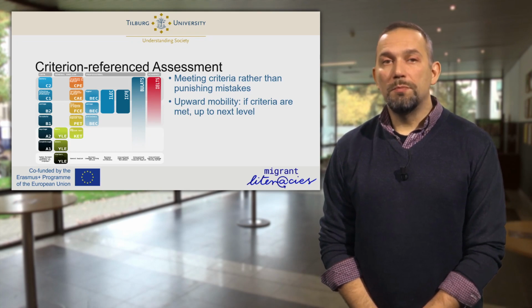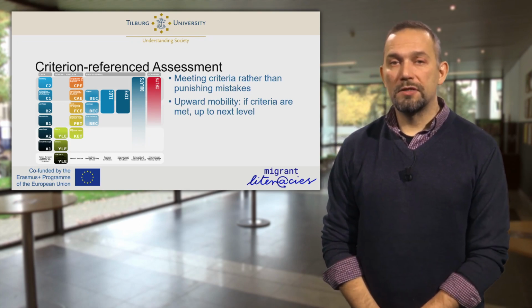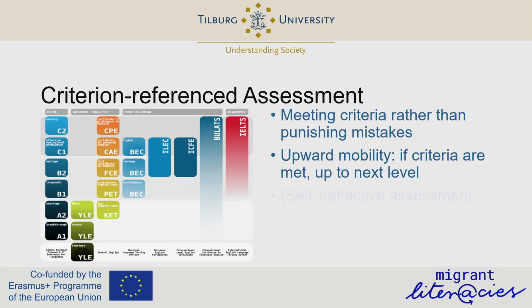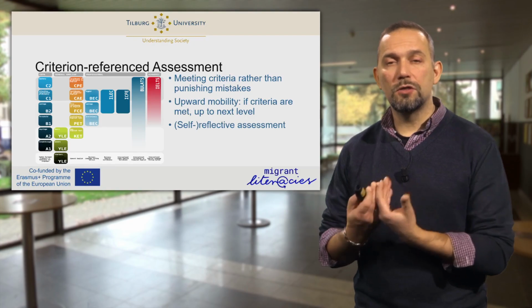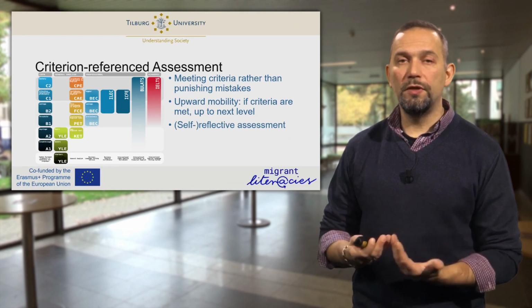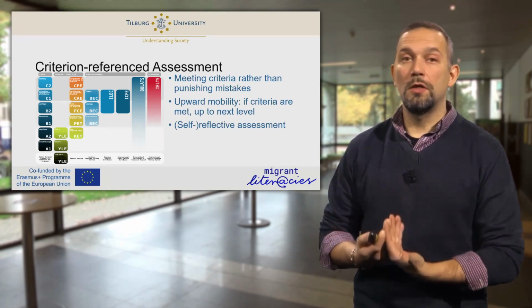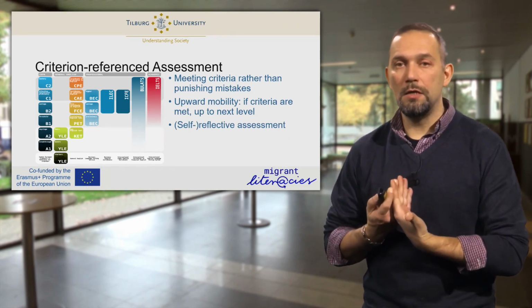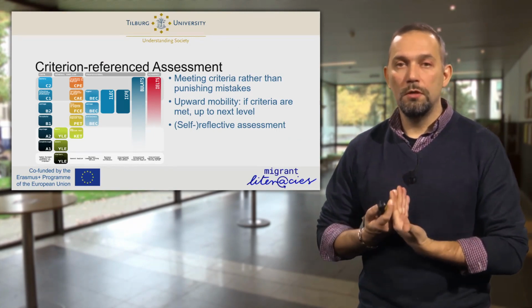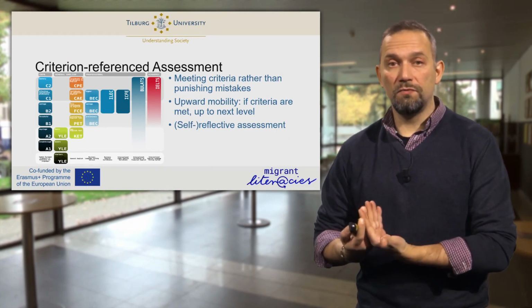We can also implement, by using a criterion referenced assessment, a self-reflective assessment. Ask the students to determine where they're at. Was it a mistake or was it an error? What can you actually do? Do you fulfill these conditions? In other words, do you think you are able to say, to write, to talk, to understand certain things or not?